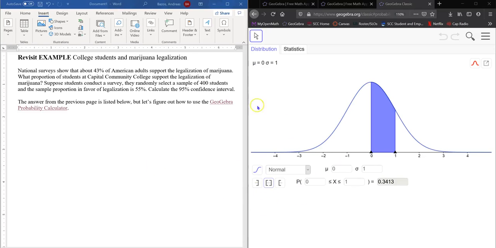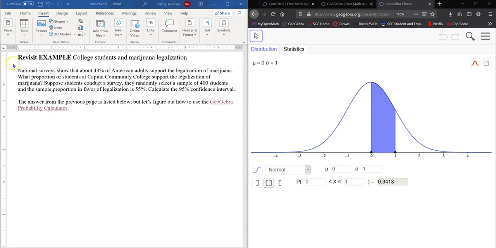Hello, class. All right, so we're going to revisit an example here. This example is an example we just did on a previous page, but we did it with just mathematics. And now we are going to use essentially this GeoGebra calculator, our probability calculator, and determine how to use it to build this confidence interval.